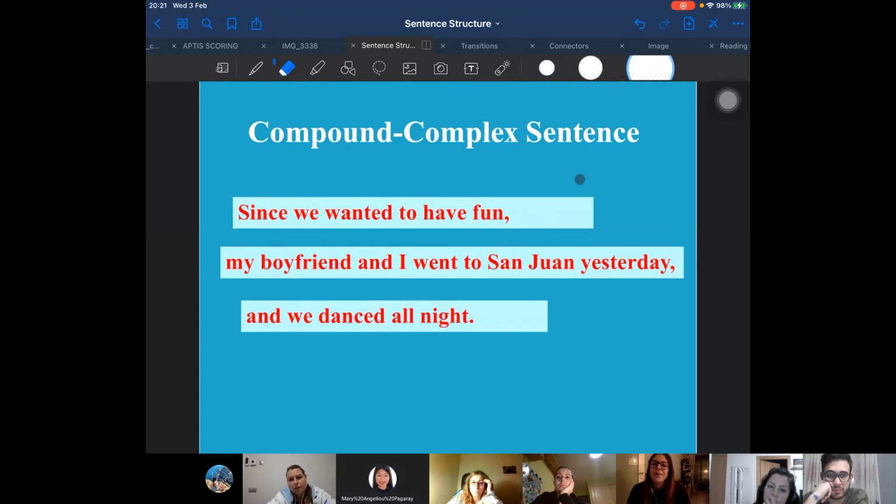Since we wanted to have fun is the dependent. My boyfriend and I went to San Juan yesterday, independent. And we danced all night, dependent. Perfect. So if you are very knowledgeable with like feeling if this can stand alone, better. But if you are more into the conjunctions, you will also directly know, because we have the since.